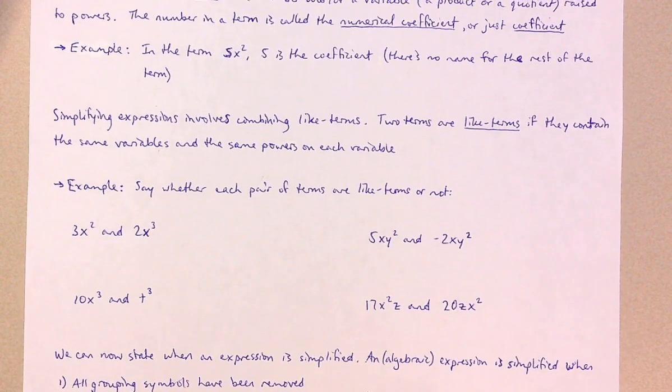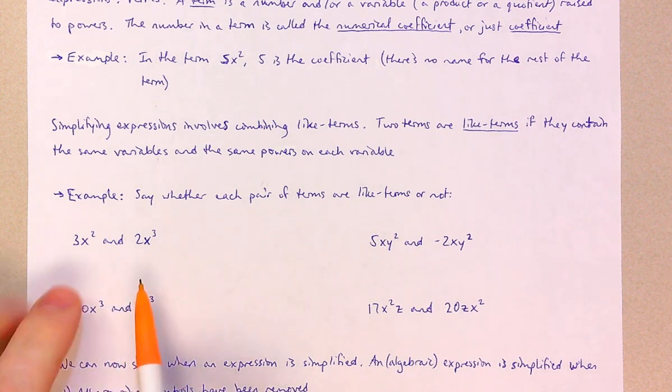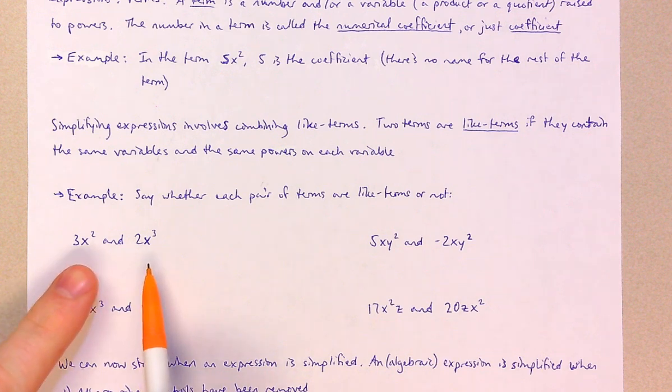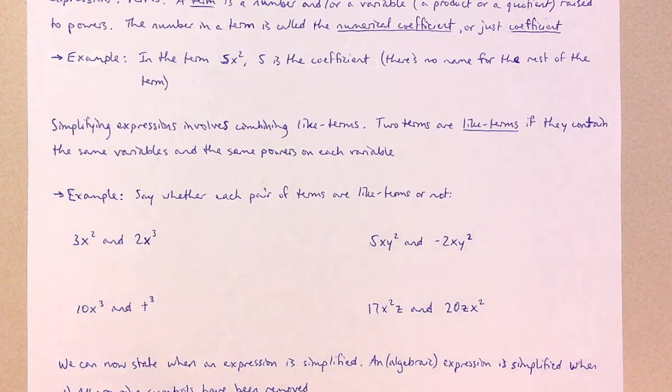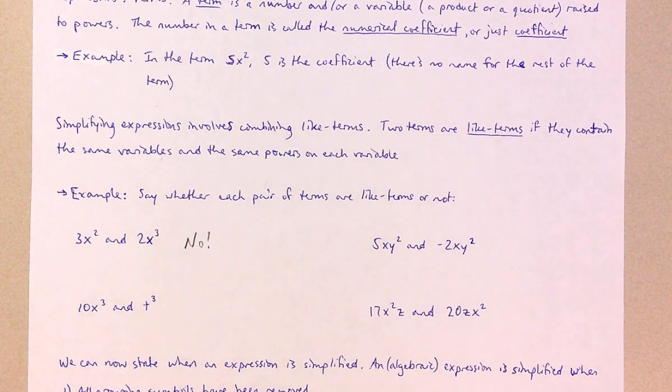So a few samples here. We're just going to say whether each pair of terms are or are not like terms. So here, looking at the 3x squared and the 2x cubed. Okay, well, these each only have one variable in them. They each just have an x. That's good. Now we have to check the powers. Are the powers the same? Well, this one has an exponent of 2. This one has an exponent of 3. Powers are not the same. So these are not like terms. Again, not like terms because the powers are not the same.